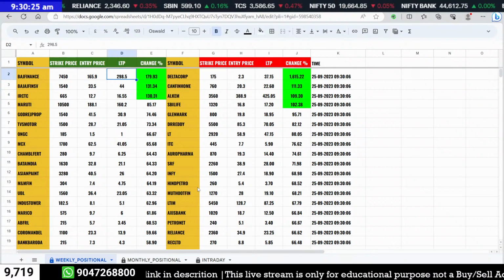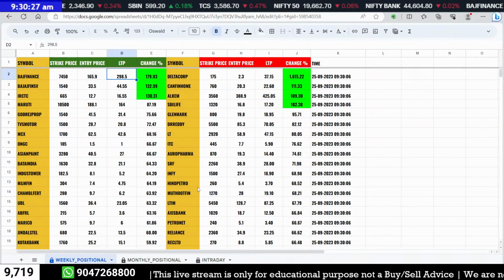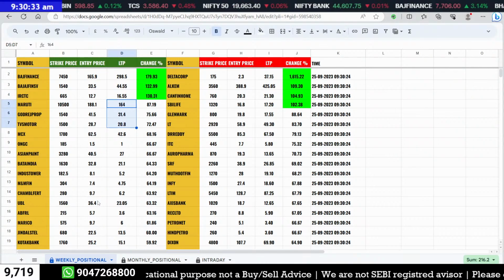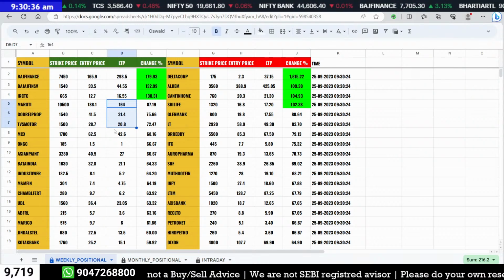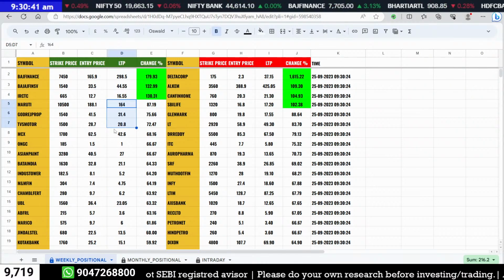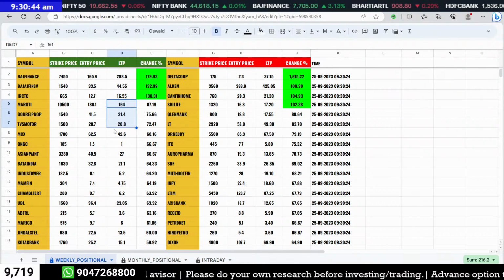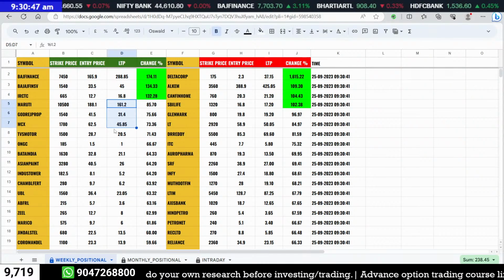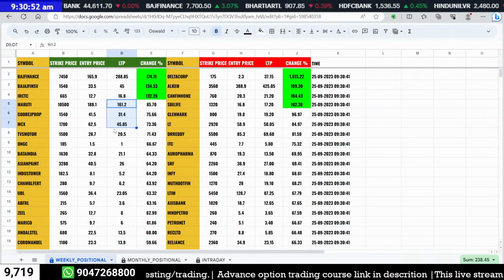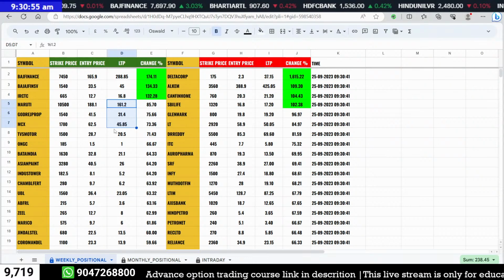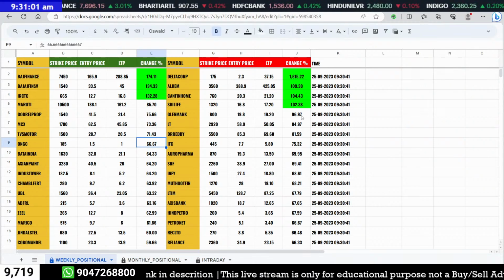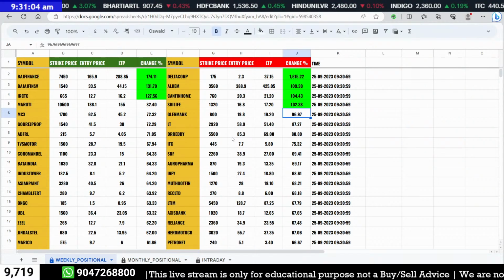Now the time is 9:30. So we can plan for a fresh breakout like Maruti, Godrej, TVS Motor. These are all the top ones on the call side. So MCX, Maruti, Godrej Properties are the top side on call. The market is very flat. On the put side, Glenmark around 19.8 and L&T.